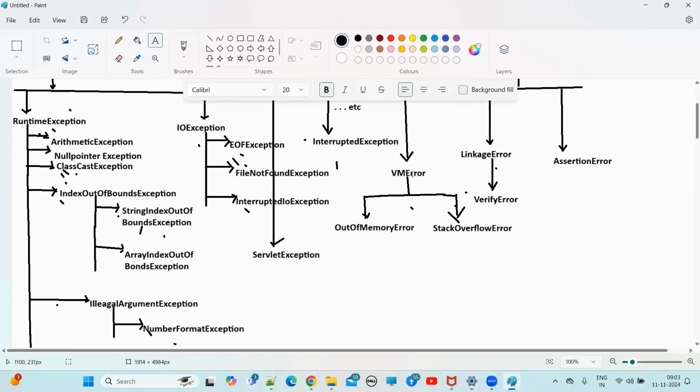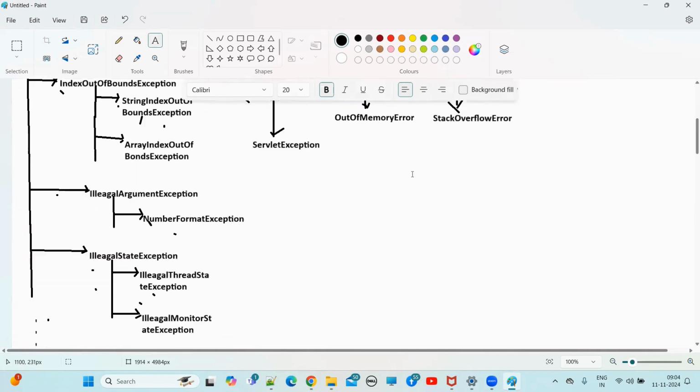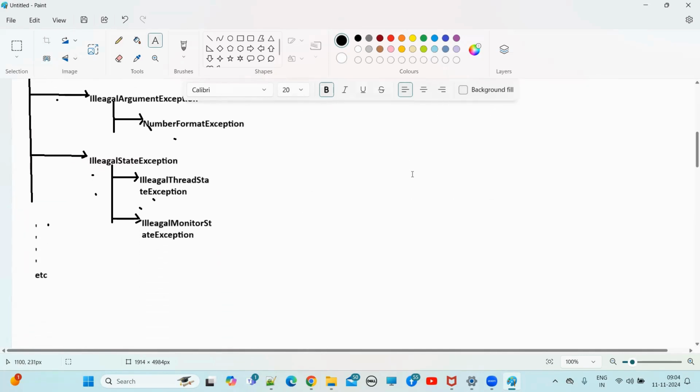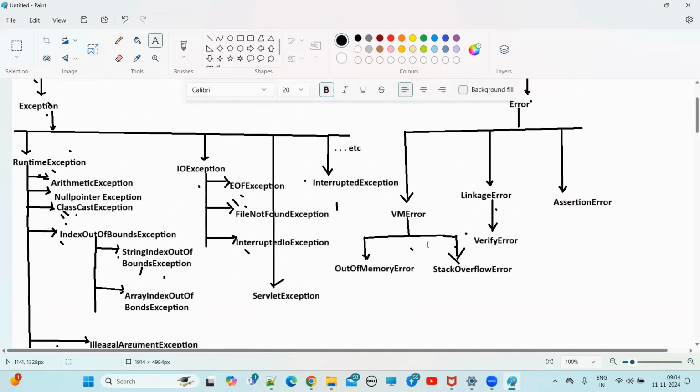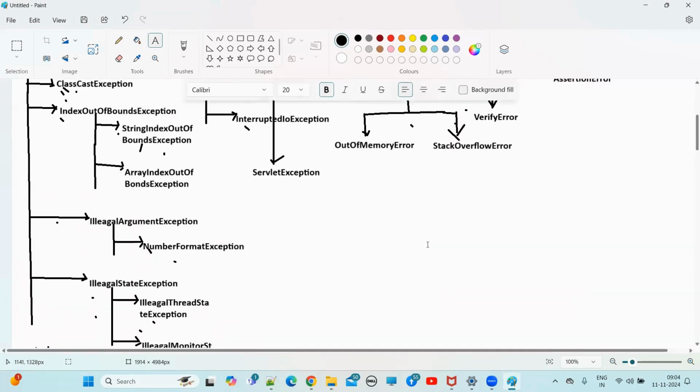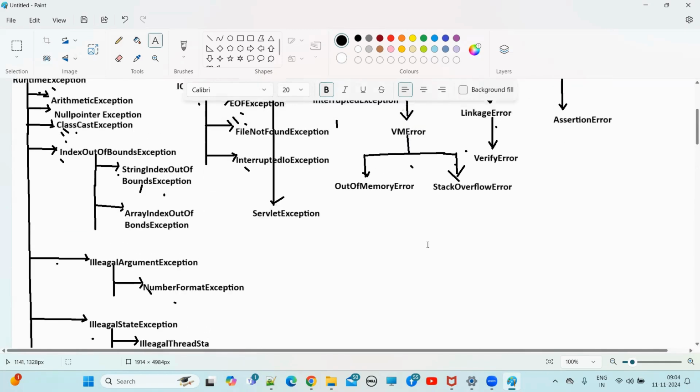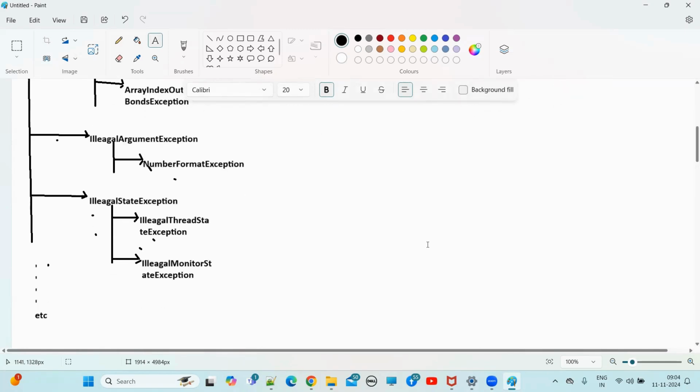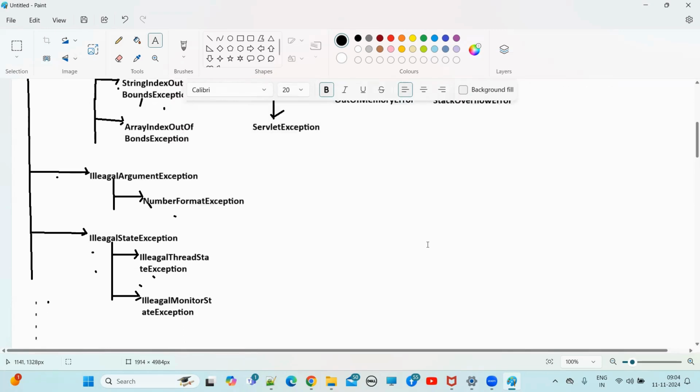RuntimeException also has several child classes. Among them, the first one is ArithmeticException, the second one is NullPointerException, the third one is ClassCastException, the other one is IndexOutOfBoundsException, another one is IllegalArgumentException, and another one is IllegalStateException. Like that, we have many child classes for RuntimeException. IndexOutOfBoundsException has two child classes: StringIndexOutOfBoundsException and ArrayIndexOutOfBoundsException. IllegalArgumentException has one child class, NumberFormatException. IllegalStateException has two child classes: IllegalThreadStateException and IllegalMonitorStateException.